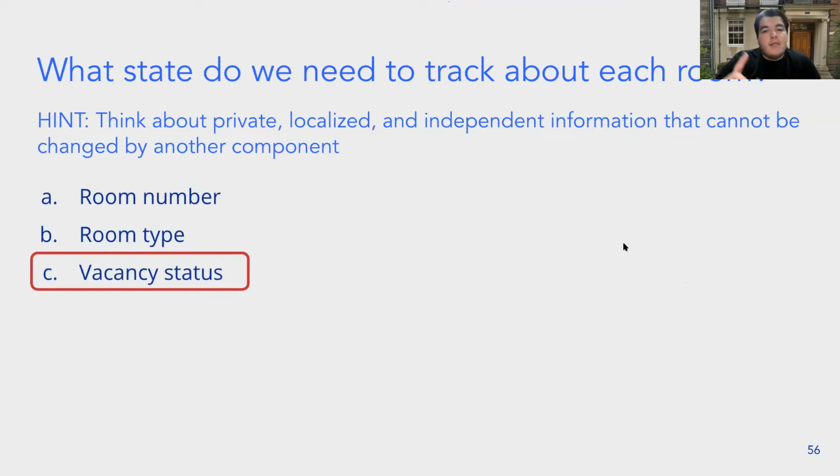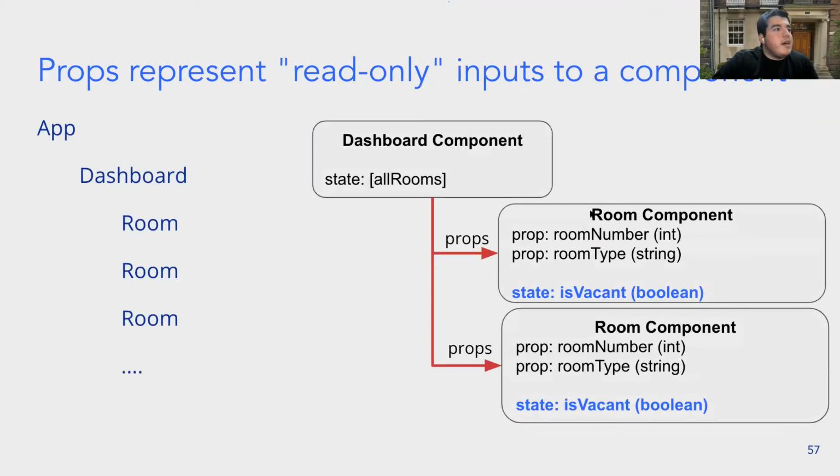So we can represent props and state as different variables for our components. Now we have this new variable called is vacant, and it's a Boolean variable. It'll be true when no one is in the room and it's clean and we can assign someone to that room, and it'll be false when someone is living in the room.